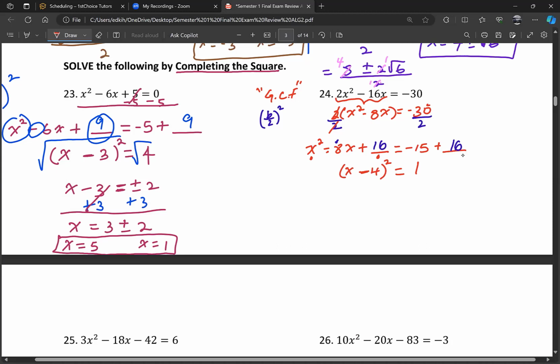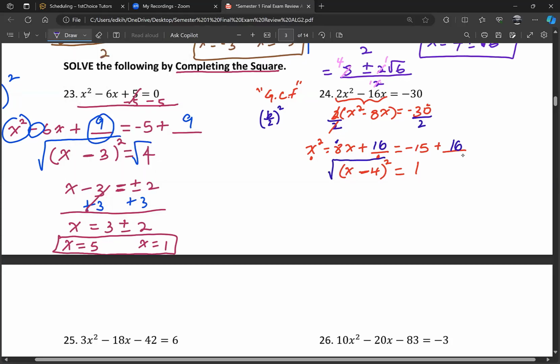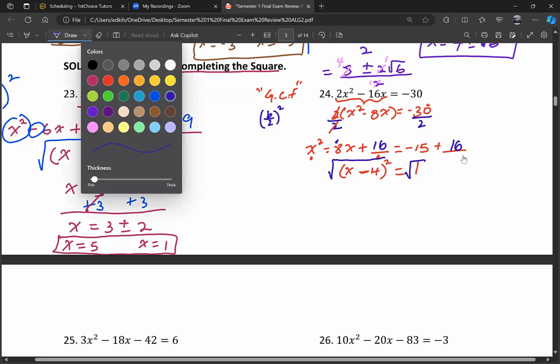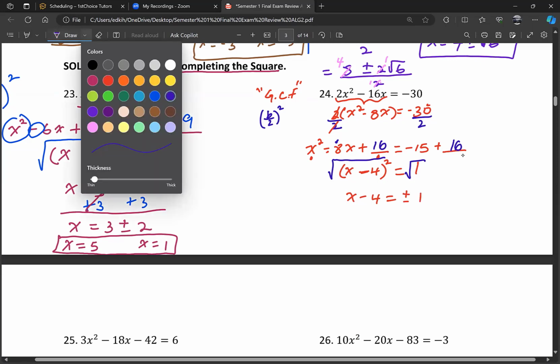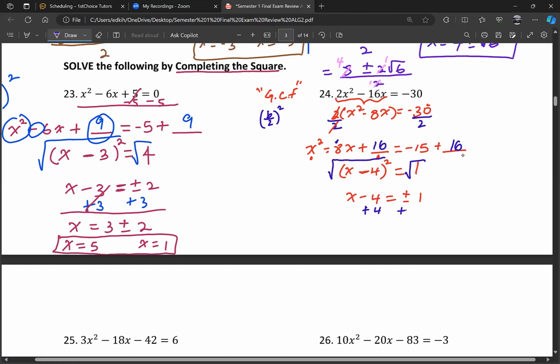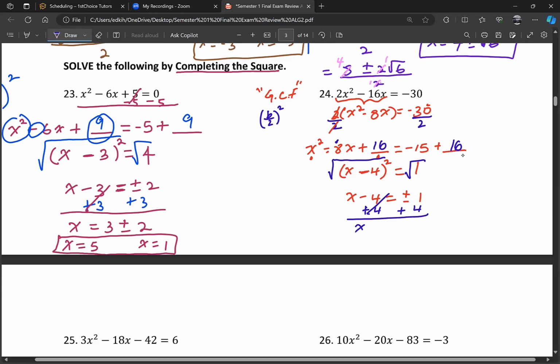And then, since we're solving, the next thing we need to do is take the square root of both sides. Square root like that. And now you have x minus 4 equals plus or minus 1. Last but not least, you're going to add 4 to both sides. We have x equals 4 plus or minus 1. So x equals 5 and x equals 3. Those are the two solutions to that problem.